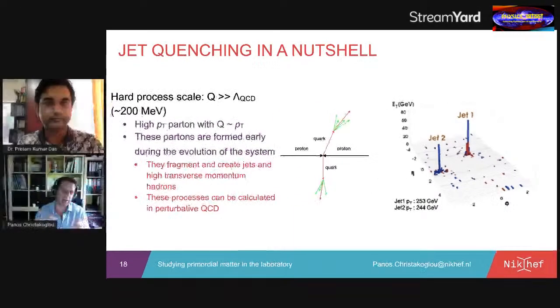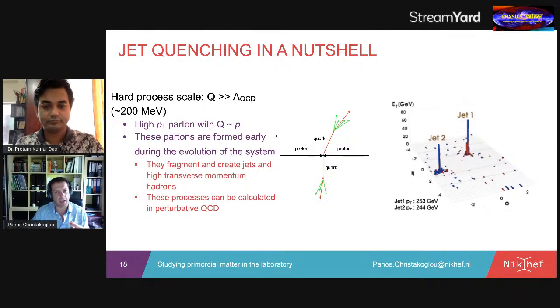So we are talking about hard processes with momentum transfers which exceed by far what is called the lambda QCD, the QCD scale, which is of the order of 200 MeV. So these processes involve momentum transfers by far larger than 200 MeV, so of the order of GeV, so few GeV at least.